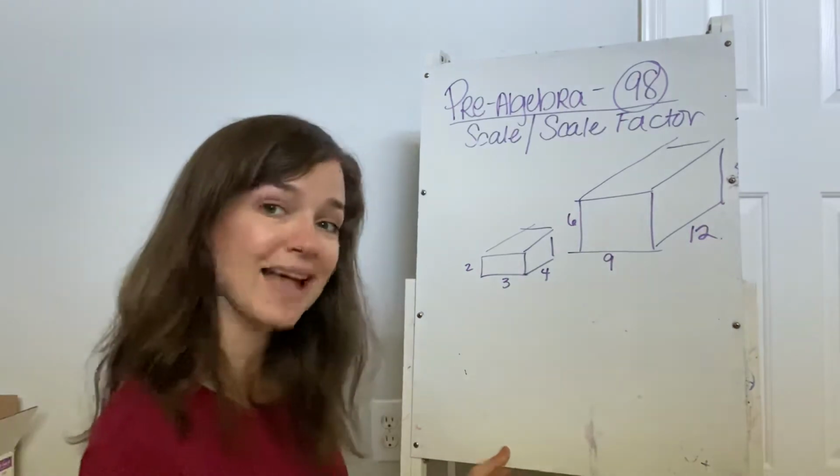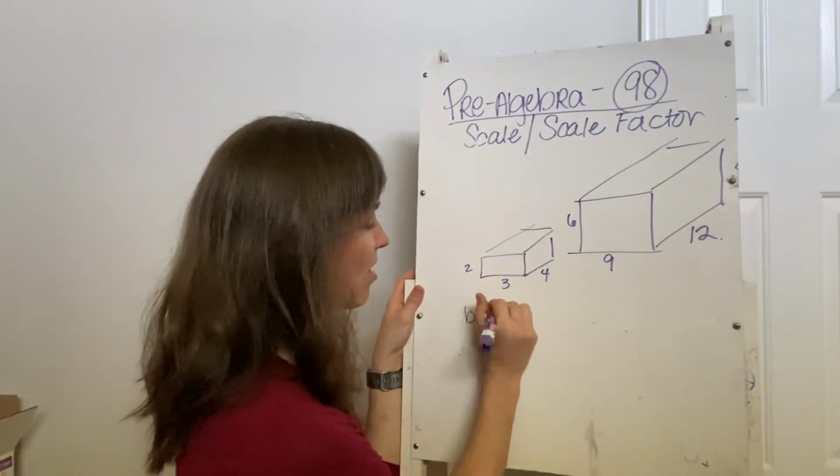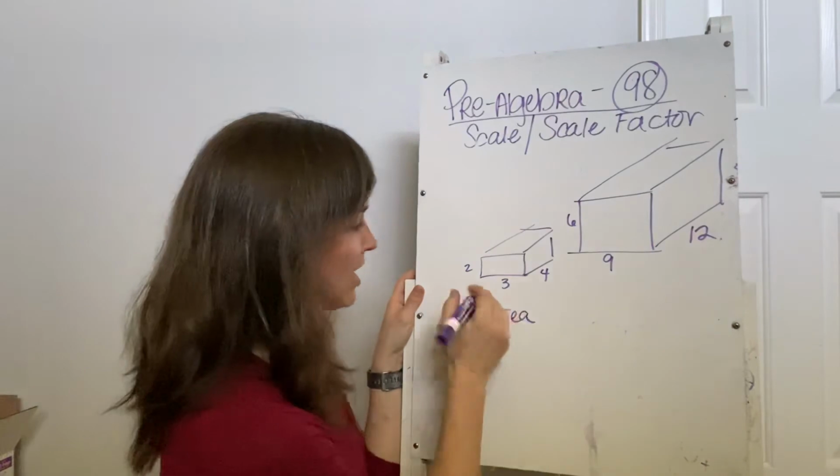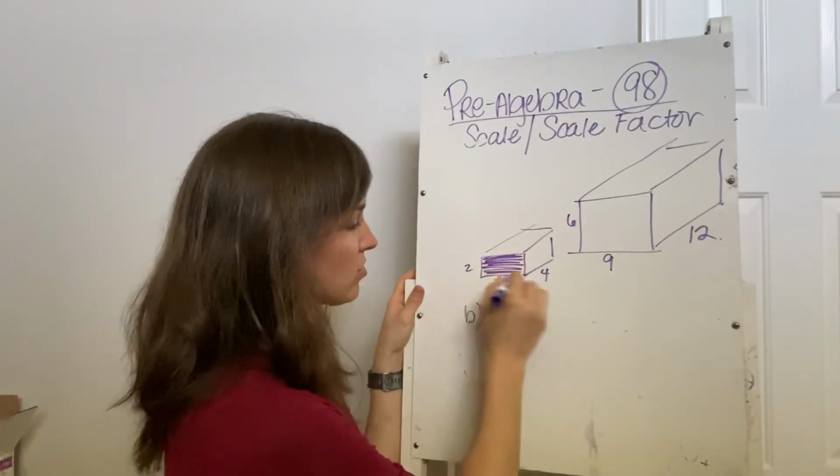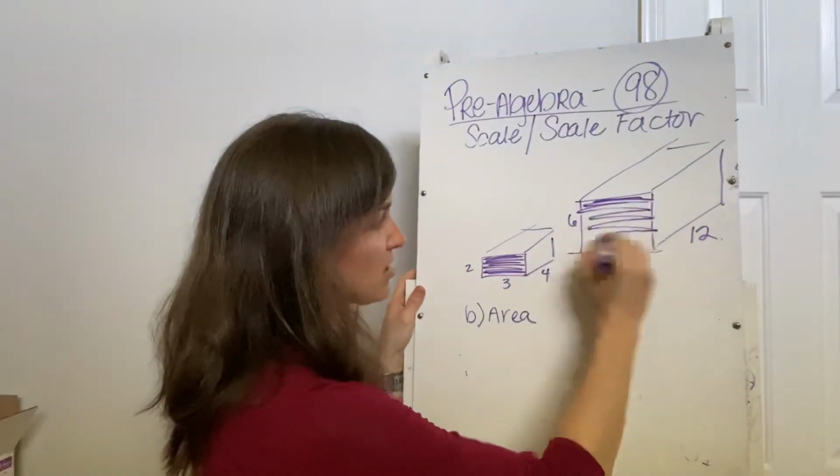Okay, so let's test this out. So in part B, we're talking about area. Let's look at, it says any face. So I'm going to pick one. Let's pick this one. So this face compared to this face.